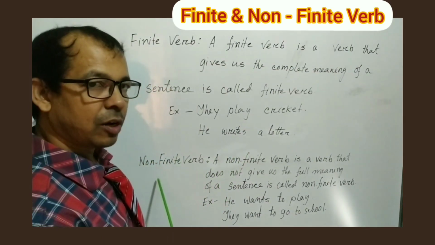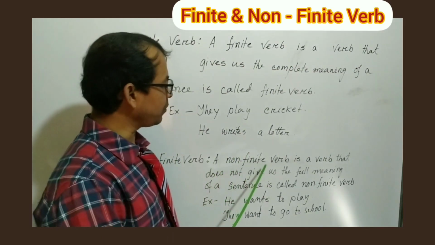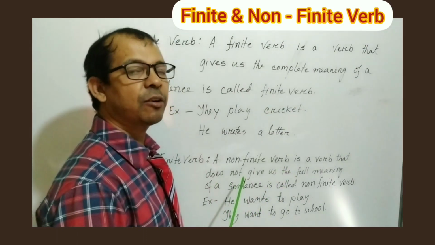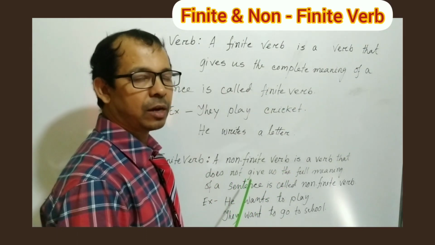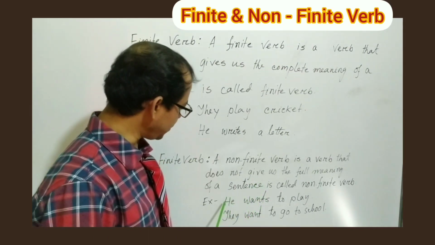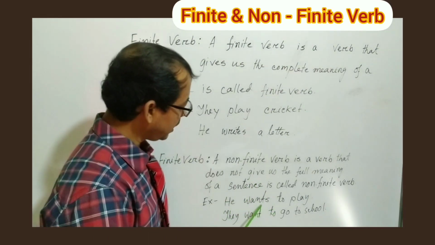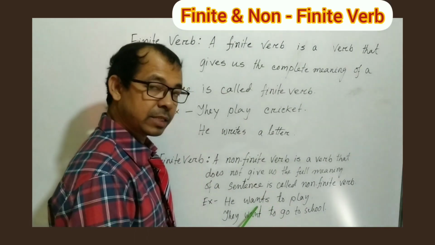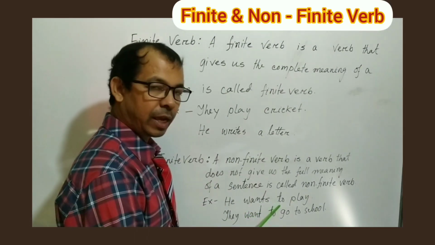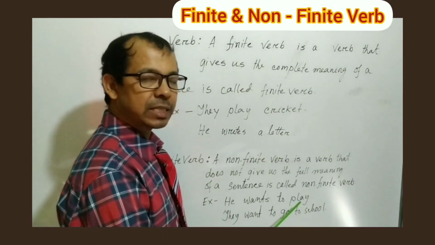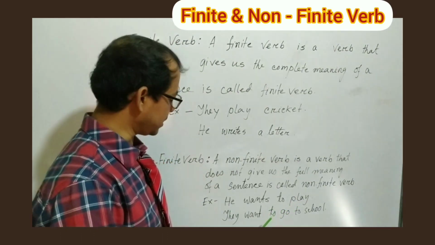Now, the definition of non-finite verbs. A non-finite verb is a verb that does not give us the full meaning or complete meaning of a sentence. As for example, he wants to play. Here you can see he wants to play. Here wants is finite verb and to play is non-finite verb. To play here non-finite verb. It does not give us the complete meaning of the sentence.